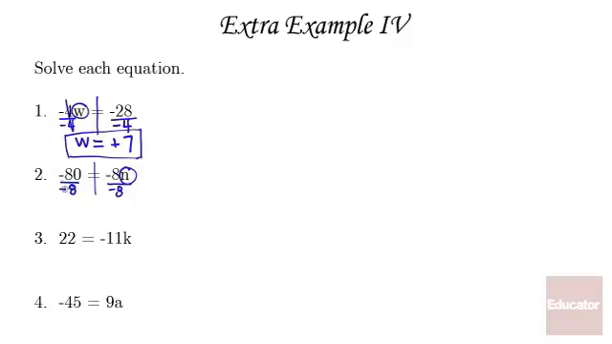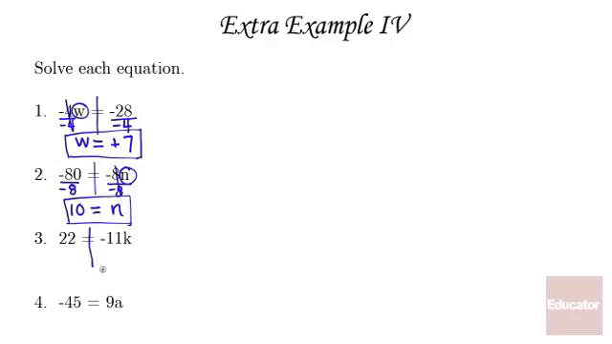Negative divided by negative is a positive. This becomes 10 because 8 times 10 is 80 equals, one away, left with n. Okay, same thing here.